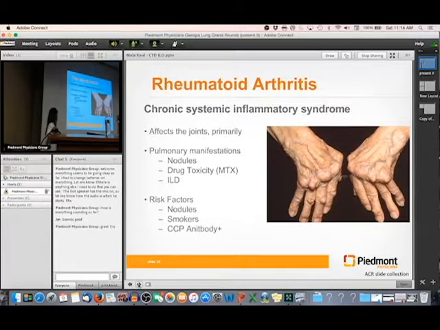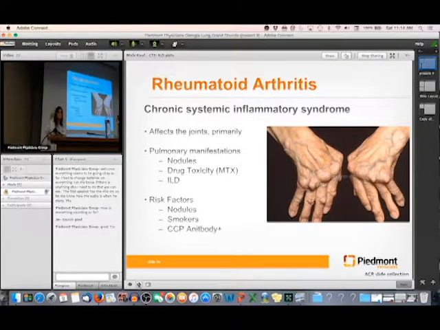And risk factors for developing that are patients who have nodular rheumatoid arthritis, if you're a smoker, and if you have what's called a CCP antibody that's positive. That predisposes you to having a higher likelihood of developing RA-ILD and, you know, more than just the joints. So it's very complex to manage these patients.